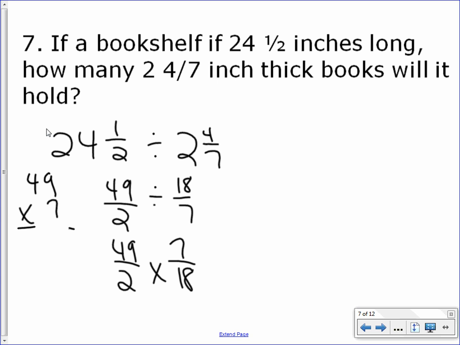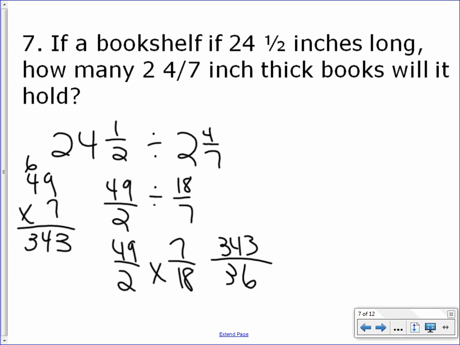49 times 7. 7 times 49 is 343. 7 times 4 is 28. Plus 6 is 34. So I have 343 over 18 times 2, which is 36.